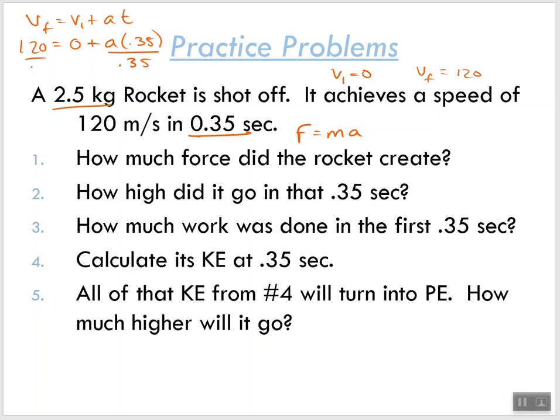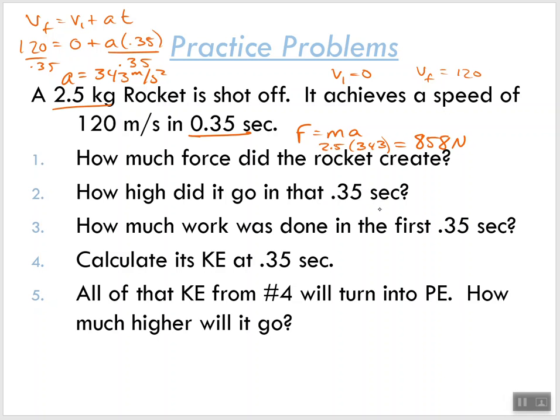Divide both sides by 0.35. Now I've rounded off, but we got an acceleration of 343 meters per second squared. So to find this force, I'm going to take the mass of 2.5 and times it by 343. So that force turns out to be 858 newtons. How high did it go in that 0.35 seconds?